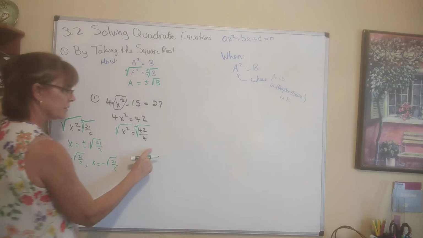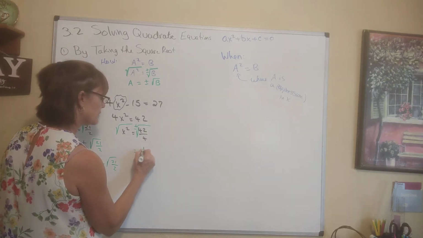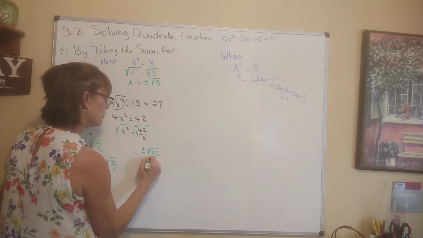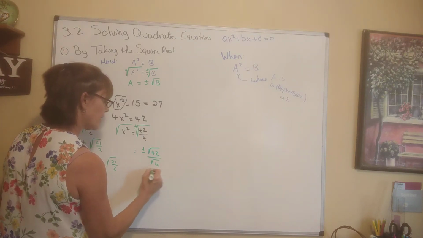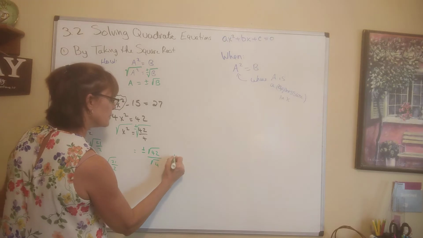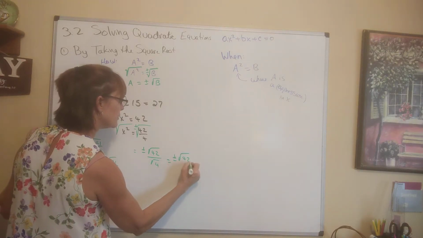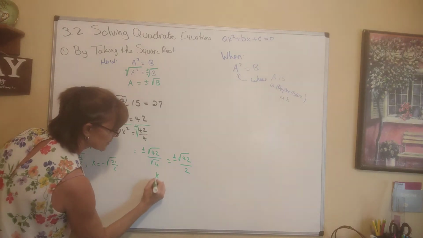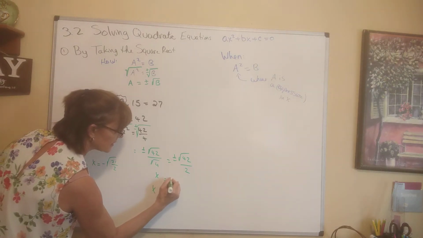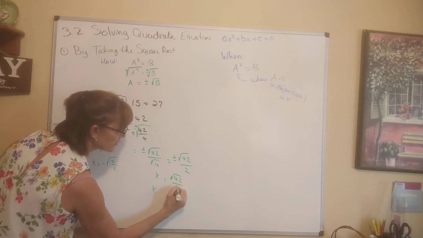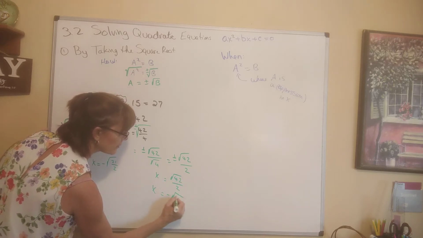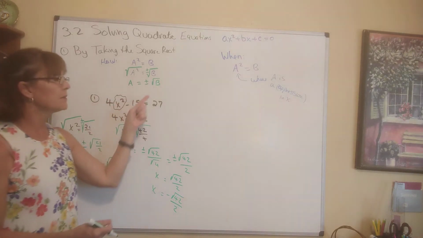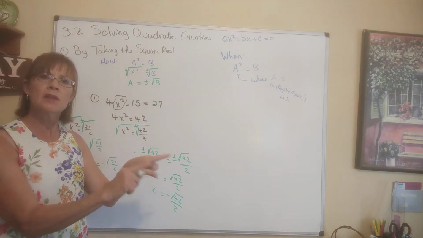If I want to leave it in this form, this is plus or minus the square root of 42 over the square root of 4, right? The square root of 4 is 2, so this is plus or minus the square root of 42 over 2. So if you write it this way, you'll get X is square root of 42 over 2 or negative square root of 42 over 2. The plus or minus symbol is simply a convenient way of writing two separate answers.